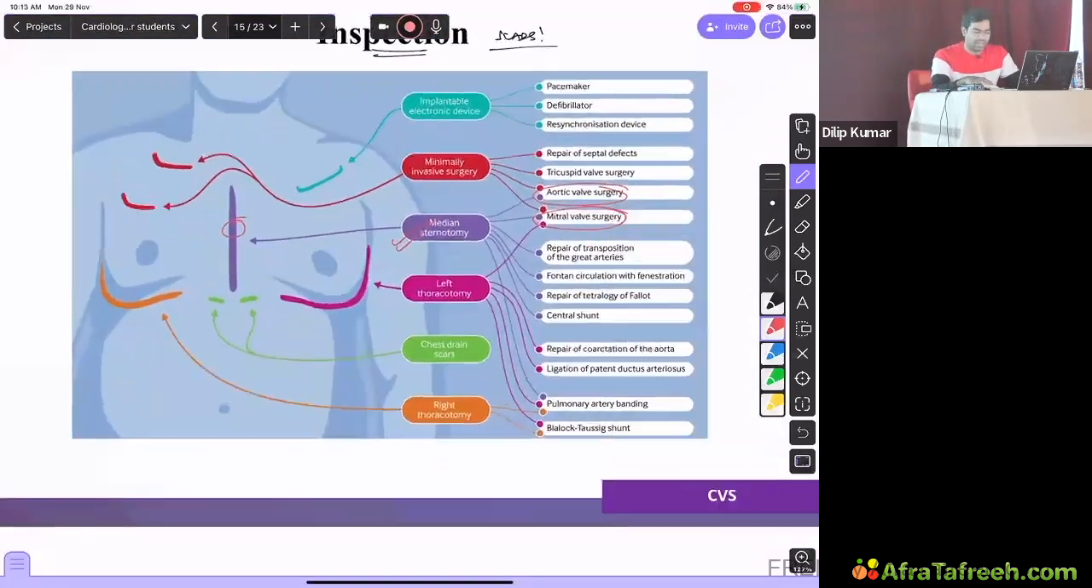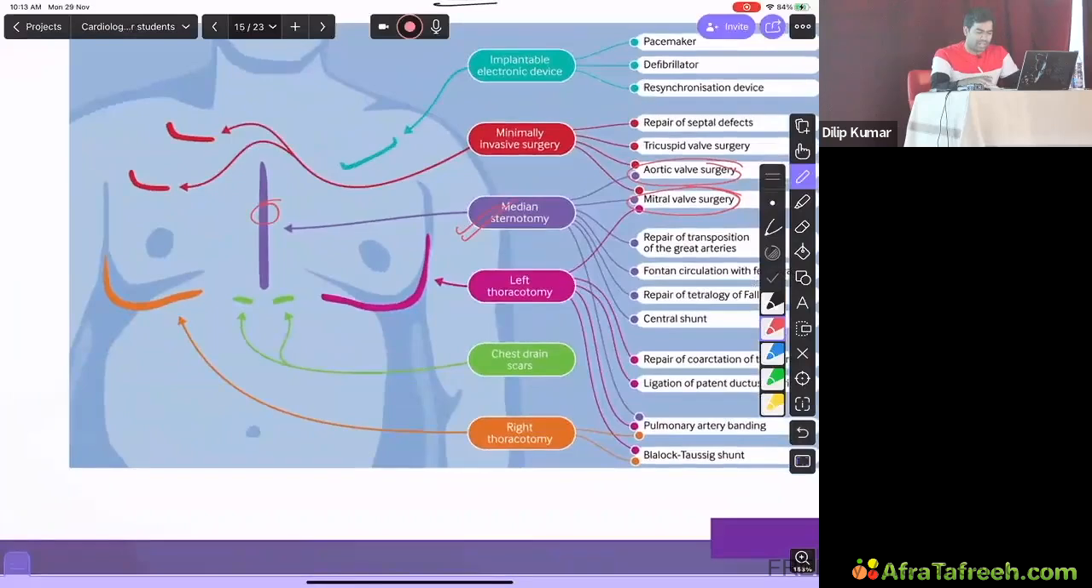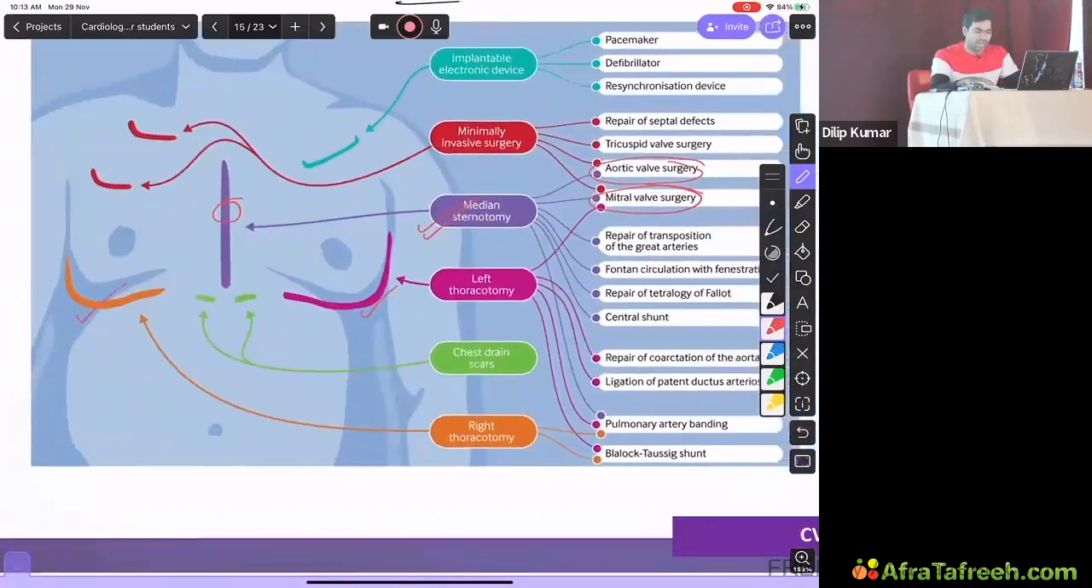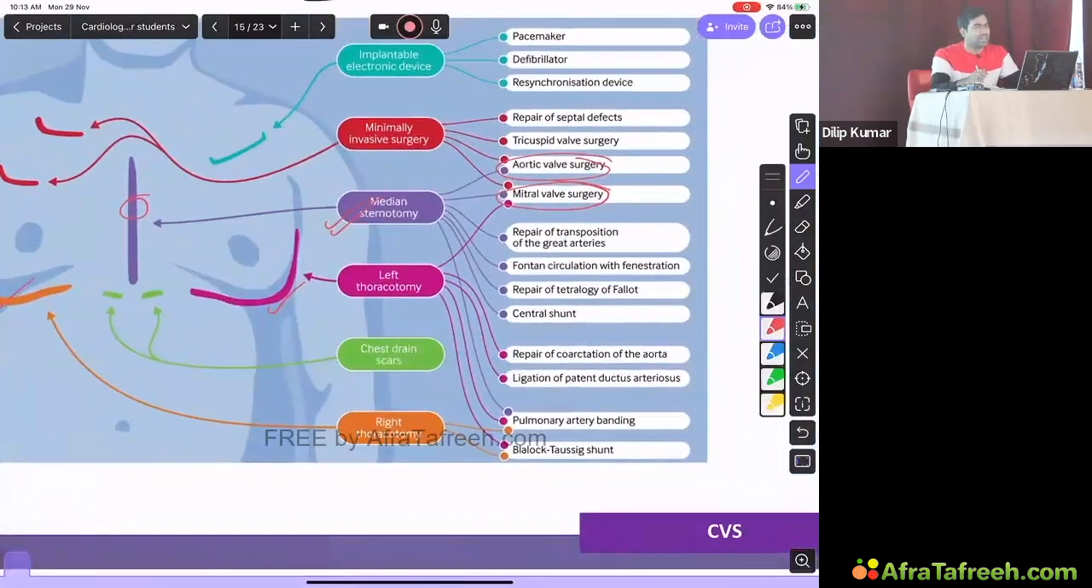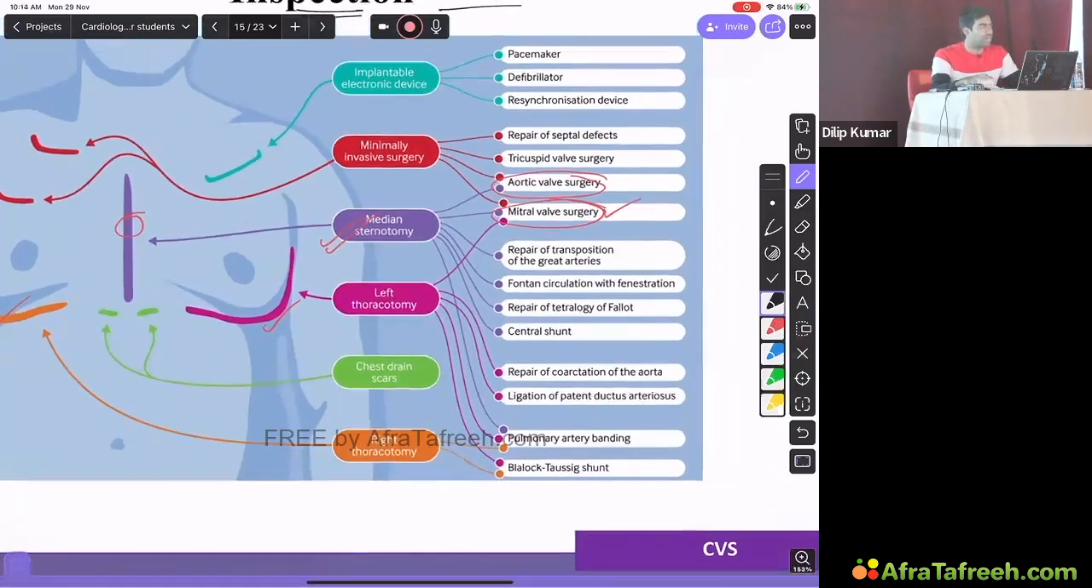Similarly, a scar in the lateral area, the lateral thoracotomy, can also tell a lot of things. Again, a mitral valve surgery. Previously, open mitral valvotomies and all, they tended to do by lateral thoracotomy only. So multiple things at multiple places. You need to look at the scars very carefully.